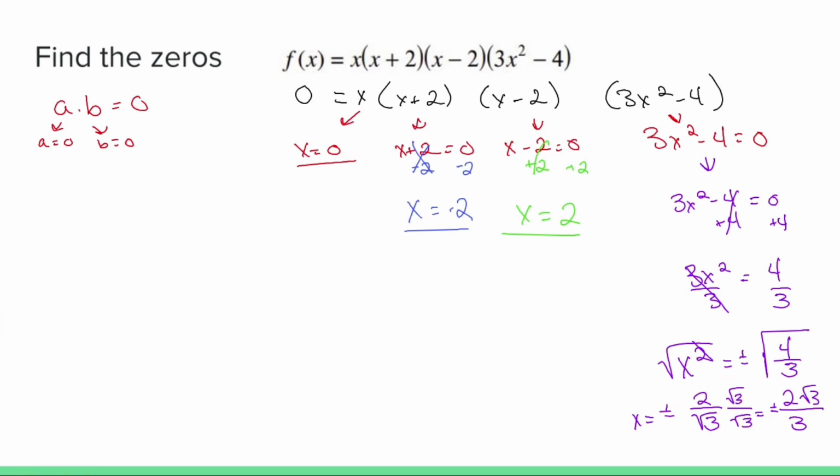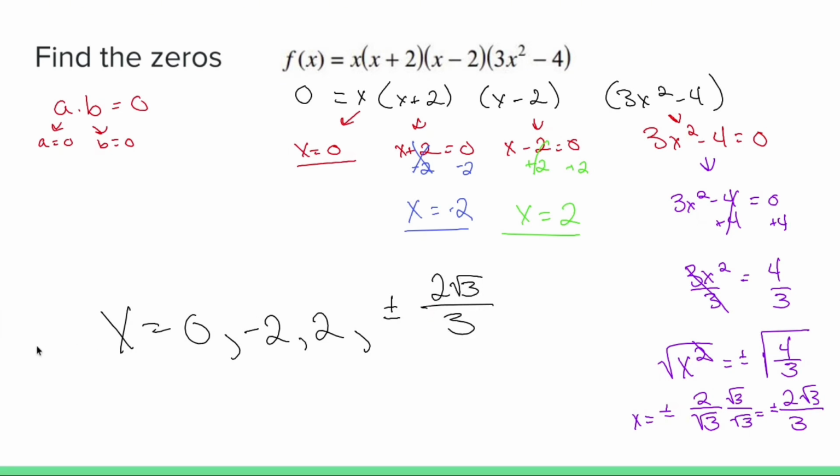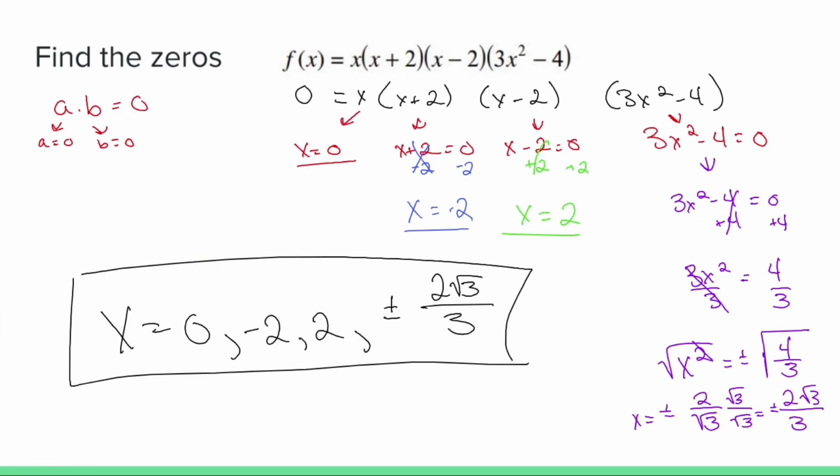Okay, so my 5 answers are going to be x equals 0, negative 2, positive 2, plus or minus 2 root 3 over 3. And that's how it's done.